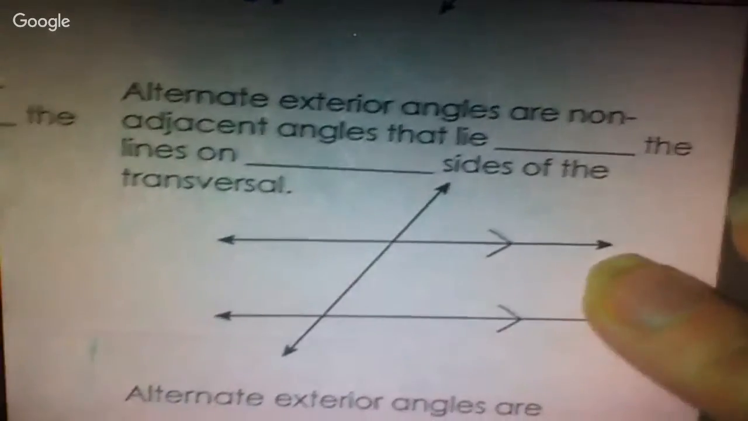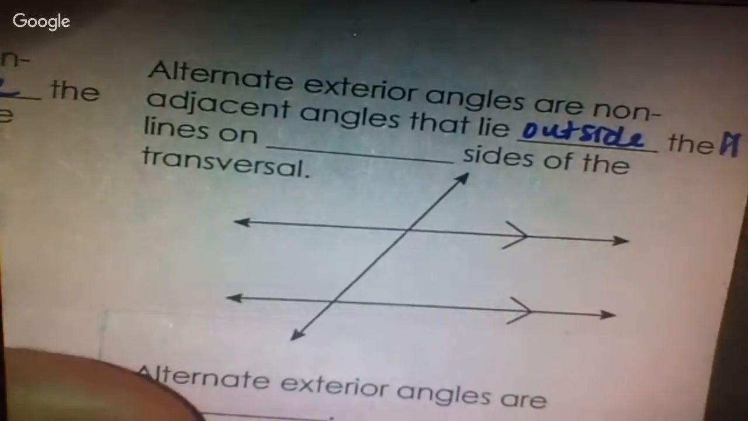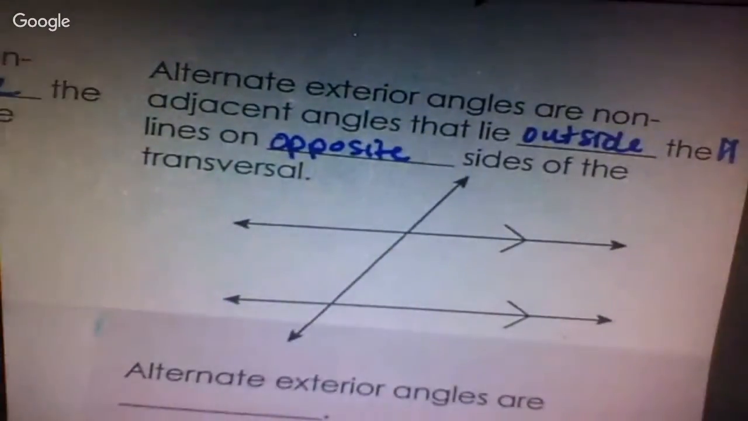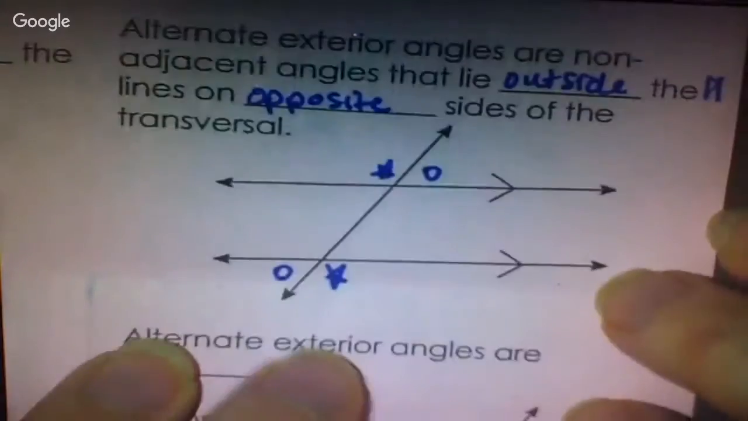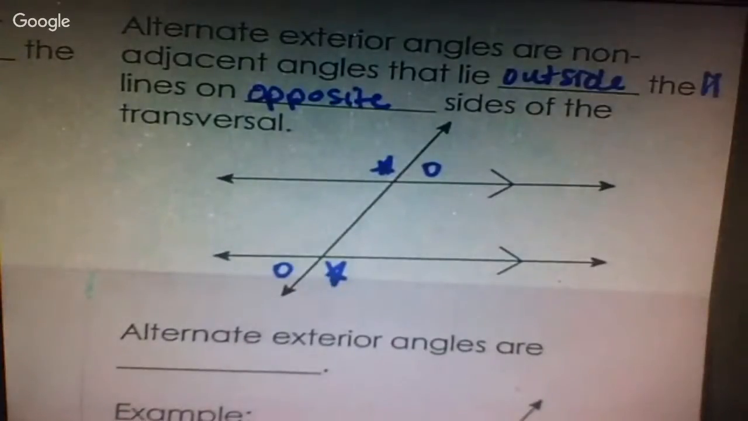Alternate exterior angles. So the only thing that's changed is we lie outside the parallel lines now instead of inside, and on opposite sides of the transversal. So in other words, now I'm looking at this angle versus this angle, and this angle and this angle. Again, they have to be non-adjacent, so they cannot be side by side. And they have to be outside of my parallel lines this time.